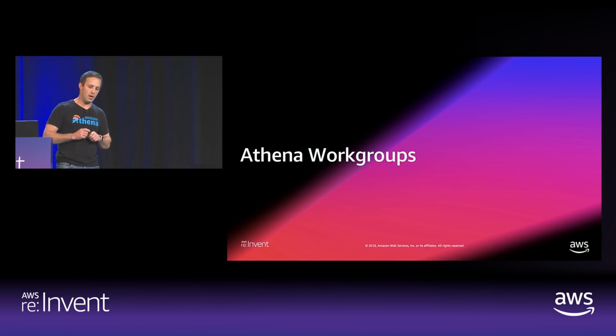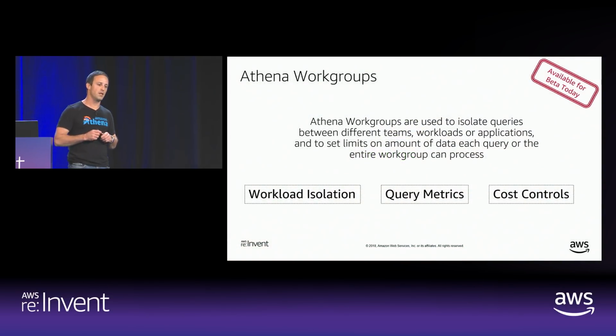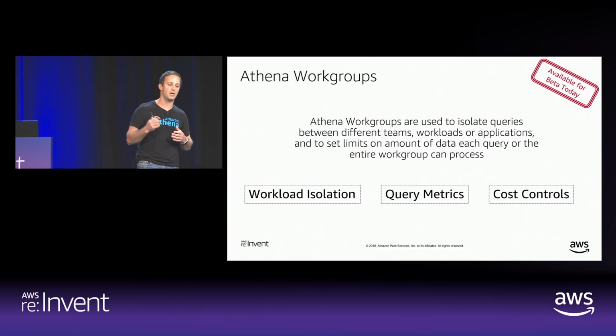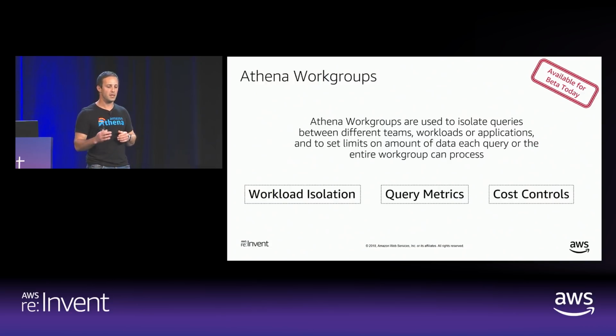All right, so I'll go through this. So this is Athena Workgroups. This is a new feature that we are announcing today in beta. So Athena Workgroups, and I'll read it to you again because I think it's a good description. Athena Workgroups are used to isolate queries between different teams, workloads, or applications, and set limits on the amount of data each query and the entire workgroup can process.